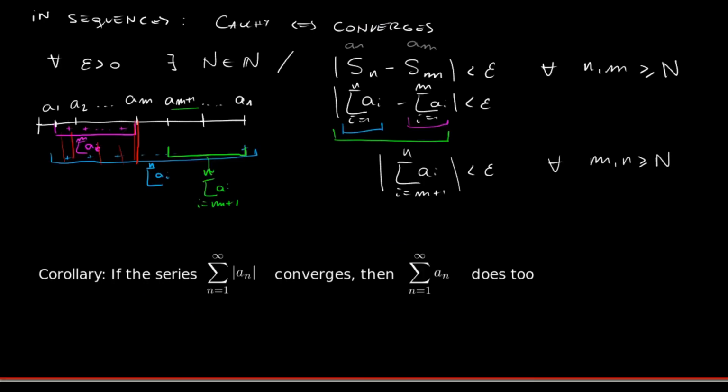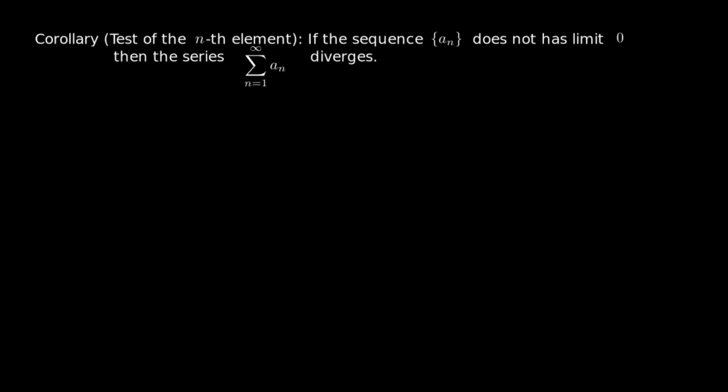And so using all these definitions, we have this corollary that says that if the series with the absolute value of a sub n converges, then the series without the absolute value has to converge too. And another corollary is the test of the nth element. It says that if a sequence a sub n does not have limit 0, then the series formed by this sequence diverges.